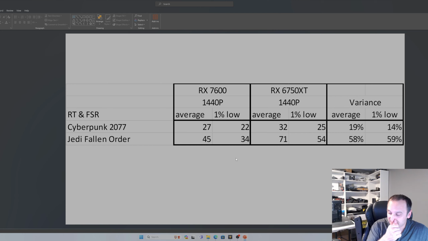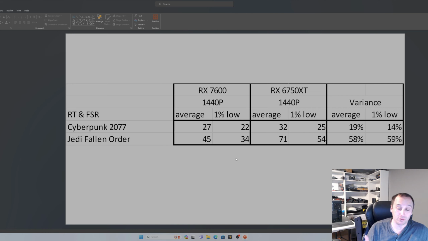Well, there we have it. That is the performance comparing the 7600 against the 6750 XT. Like I said, I feel like the 6750 XT or 6700 XT offers the best bang for buck GPU that you can get. With the amount of VRAM and performance that you can get, there's really nothing that compares for the price. You can go for like the 4060 Ti and get similar performance, but you're going to be paying considerably more.